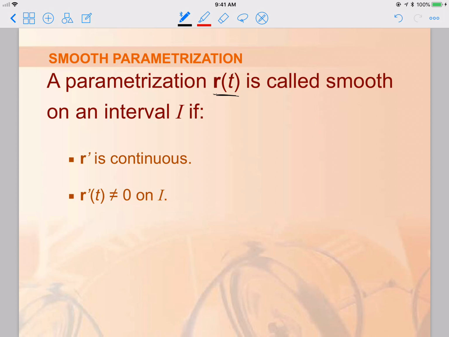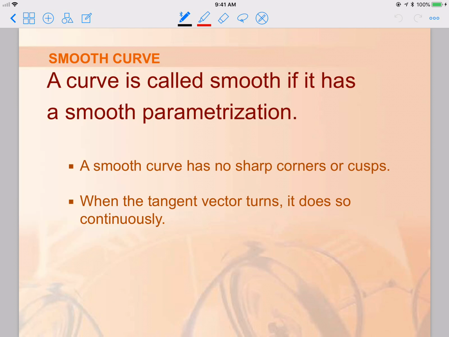Okay, so a parametrization is smooth on an interval if the derivative vector is continuous and the derivative is not equal to 0. Okay, so if the derivative vector is continuous and it is not equal to the 0 vector, then we call that parametrization smooth. And a curve is smooth if it has a smooth parametrization.